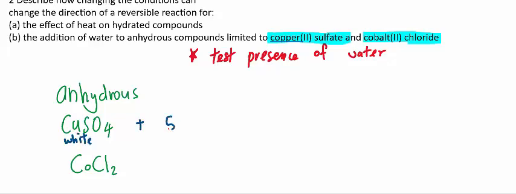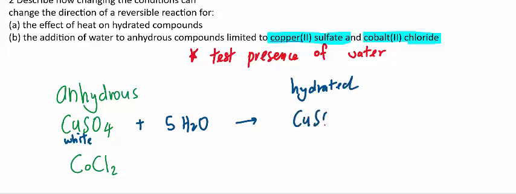When you react with water, it becomes hydrated. The formula looks like this: CuSO4 dot 5H2O. When it's hydrated, it's crystals. 2,000 points for the person who tells me what is the color of copper 2 sulfate crystals?